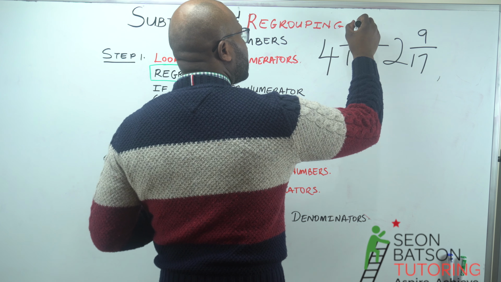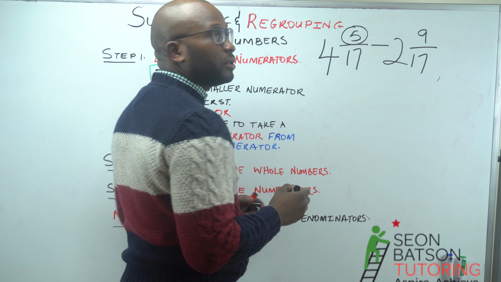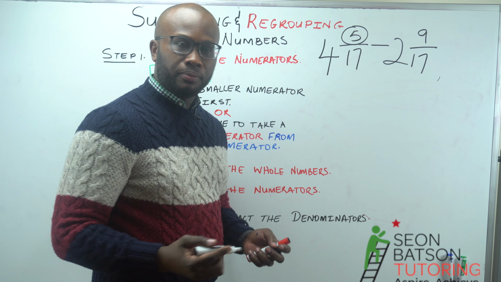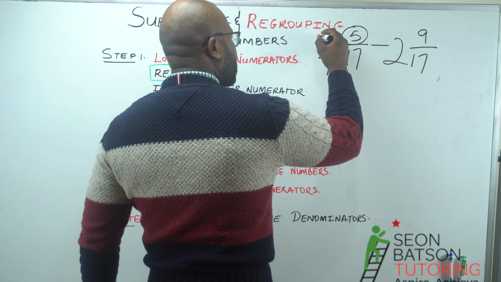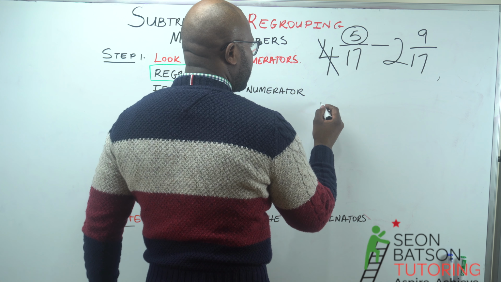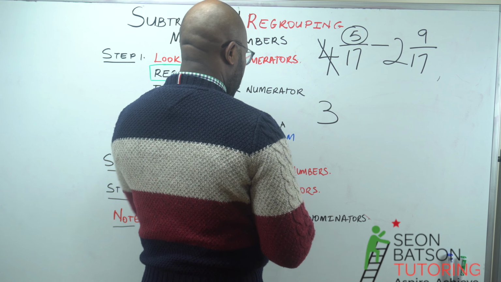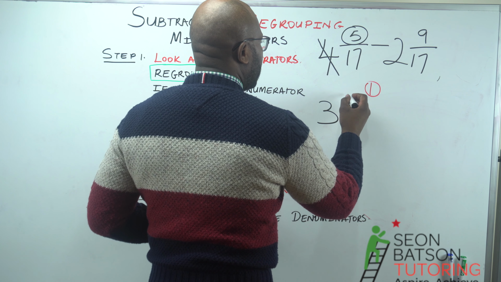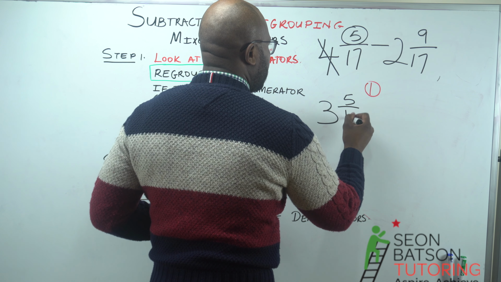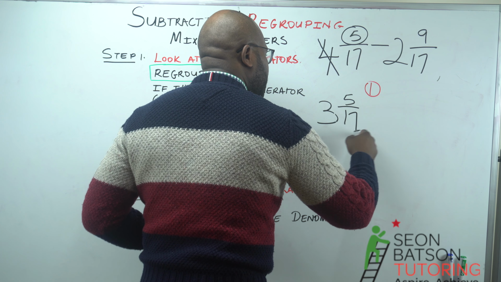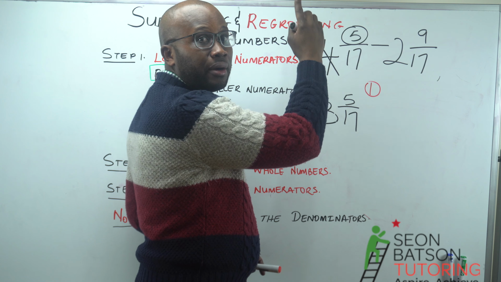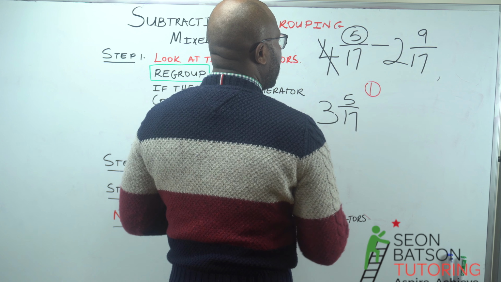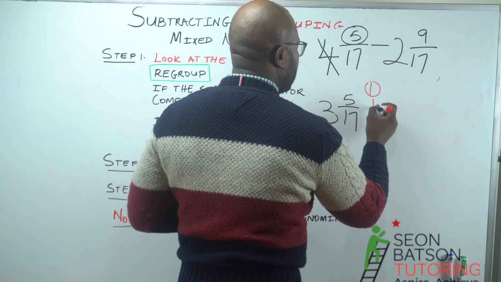So again, because the smaller numerator is first, we are going to regroup. Regroup, we'll first borrow 1 or take 1 from this whole. 3 is left. What do we do with the 1 that we borrow? The 1 that we borrow, we are going to add it to this fractional part here to make the 5 bigger.